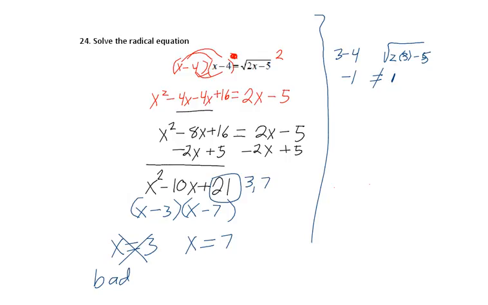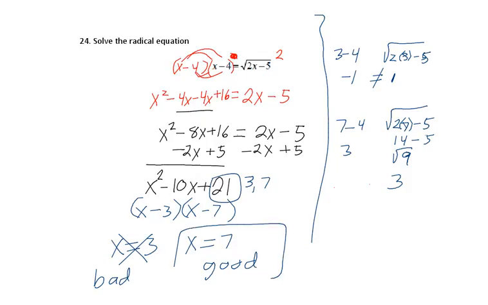Let's try 7. Maybe we'll have better luck. 7 minus 4 is 3. Whoops. 2 times 7 is 14. 14 minus 5 is 9. And, wow, square root of 9 is 3. They are the same, so that means 7 is good. The answer is 7.